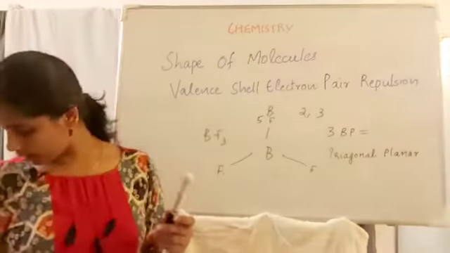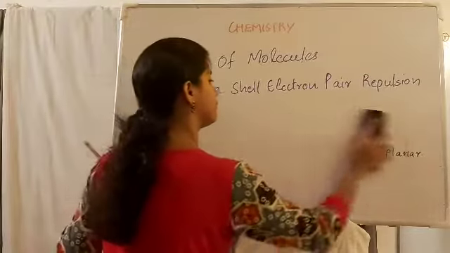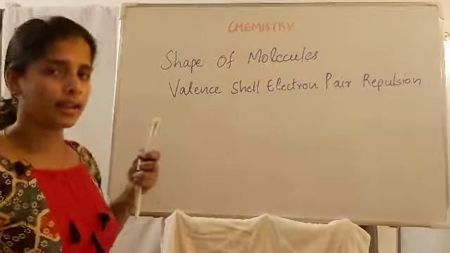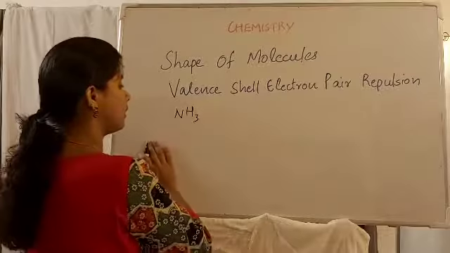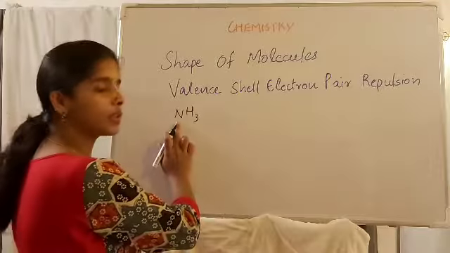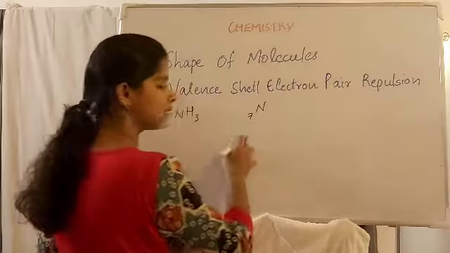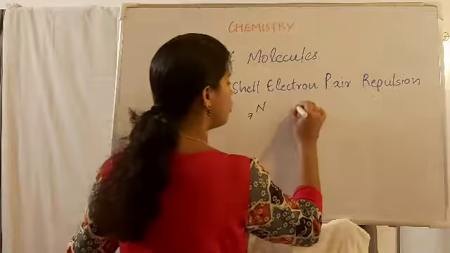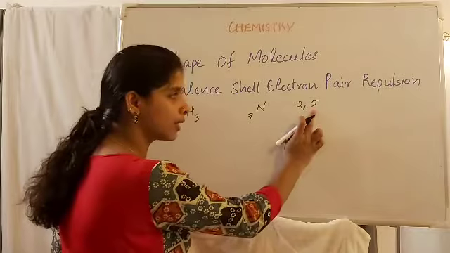Now consider another example, that is ammonia, NH3. In ammonia, nitrogen is the central atom. The atomic number of nitrogen is 7, that is 2, 5. So in the valence shell of nitrogen, there are 5 electrons.